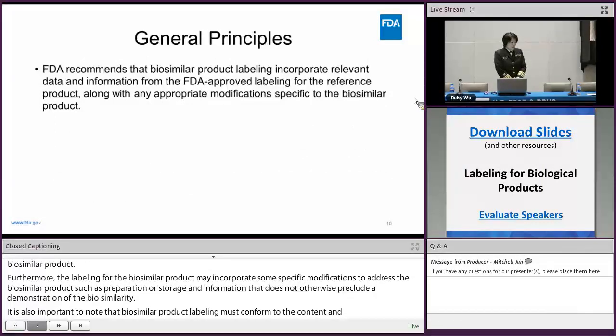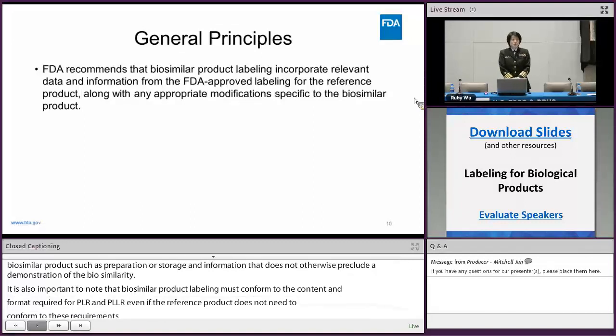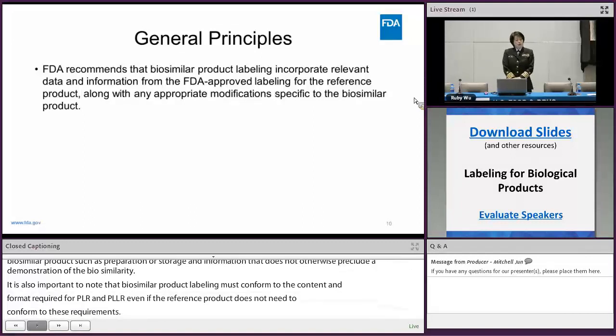So generally, the FDA recommends that the biosimilar product labeling incorporates relevant data and information from the reference product labeling to the biosimilar product labeling with appropriate modification as discussed in the previous slide.